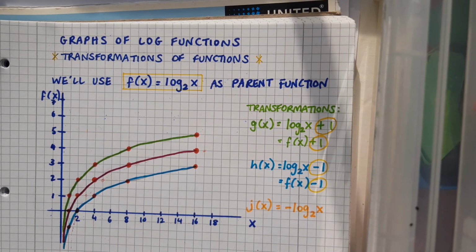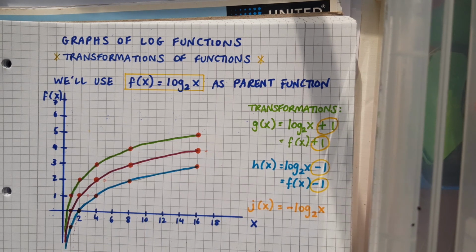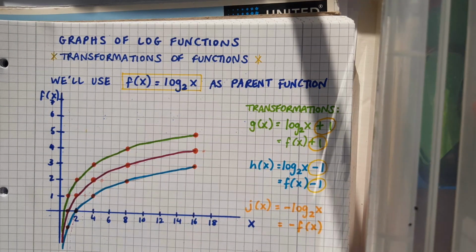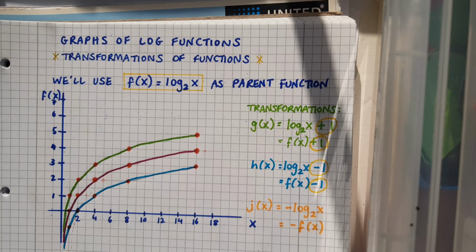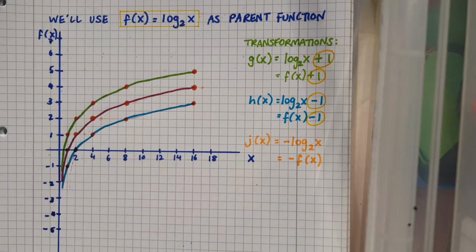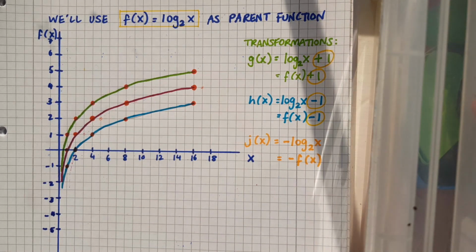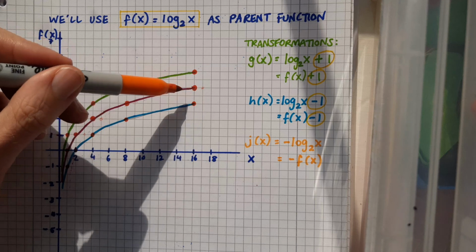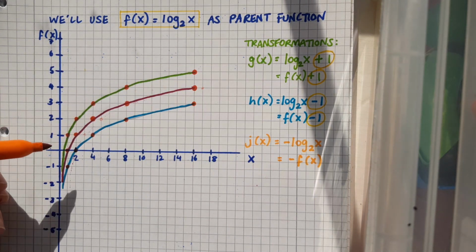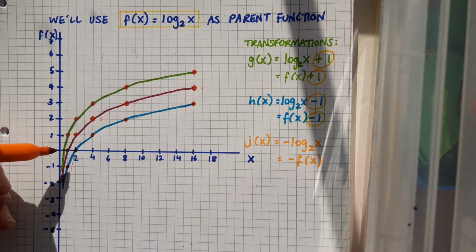Lastly, let's look at the example of j of x, which is minus log to the base 2 of x. I could also write this as minus f of x. So in this case, I'm going to take every y value and multiply it by a minus. So let's see where they end up. Now I'm going back to my original parent function, which is my pink function here. And then I'm going to multiply the y values by minus 1.